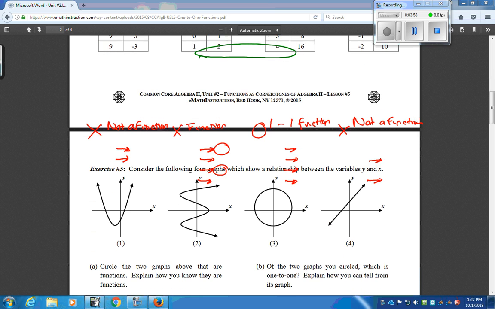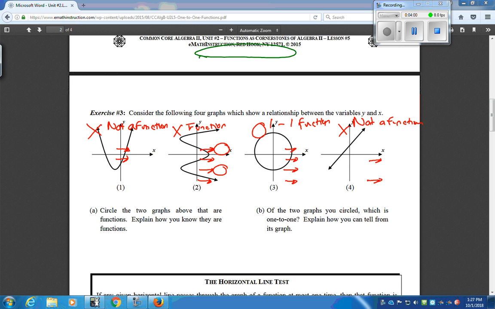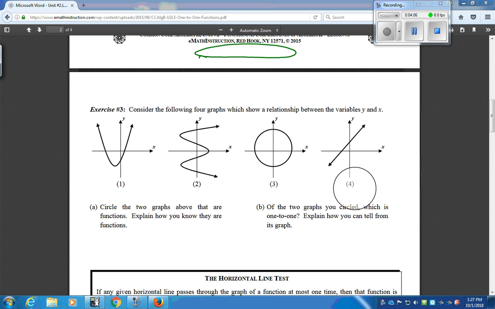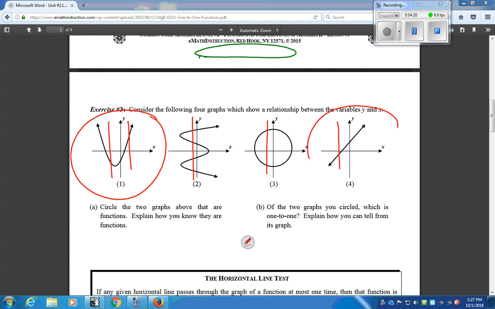Now, just like you could find out in a table, I know some people have talked about before what's called the vertical line test. So for A, it says circle the 2 graphs that are functions. Well, any graph that passes the vertical line test is a function. So 1 and 4 are functions. Okay, 2 and 3 are not.